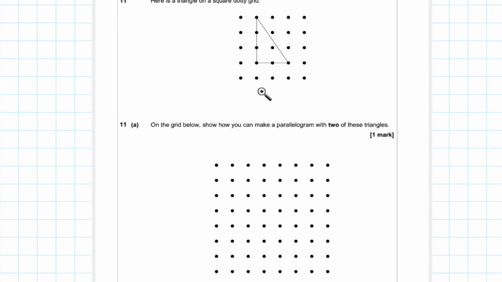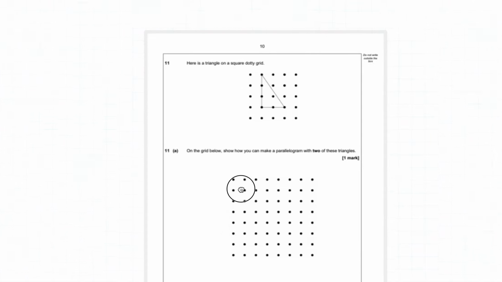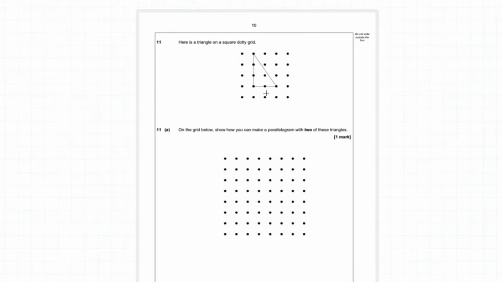Question 11. On the diagram grid below, show how you can make a parallelogram with two of these triangles. So you've got a triangle here, and it's important you get the dimensions correct. It's got one side of 2 and another side of 3, and it's a right angled triangle. So you need to make sure that you use this correct triangle.